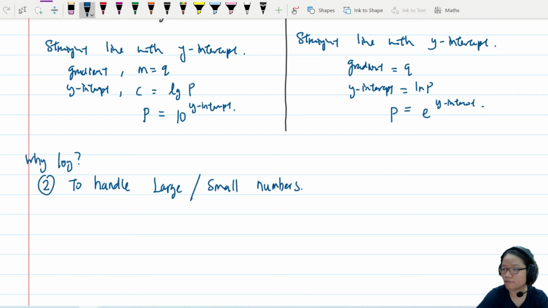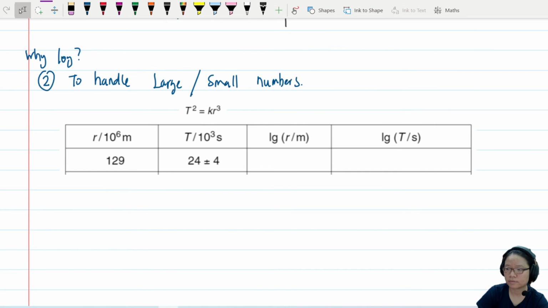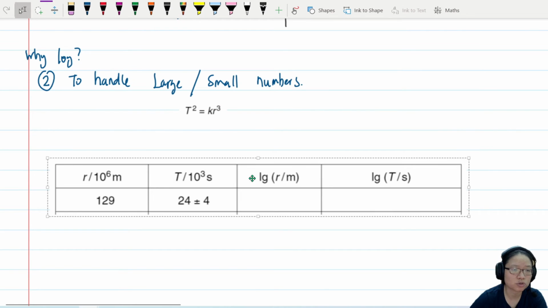Specifically numbers with a lot of zeros. So it's either like 74,000 or 0.000023. Okay, let me give you an example. Let's say you are dealing with numbers like this. This is the given equation: T squared is equal to KR power 3.